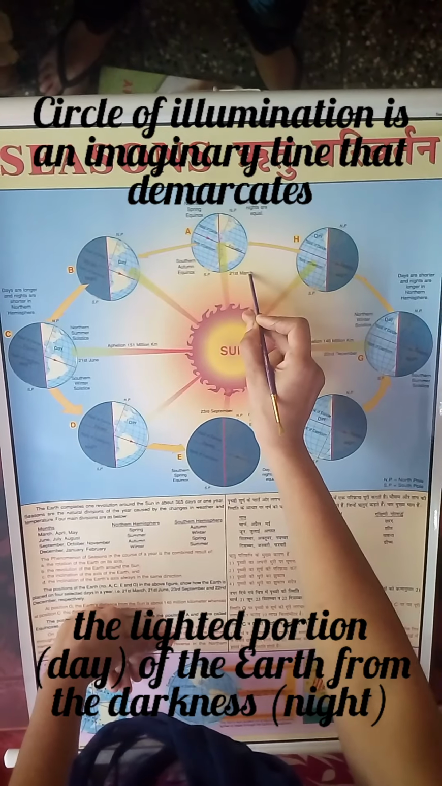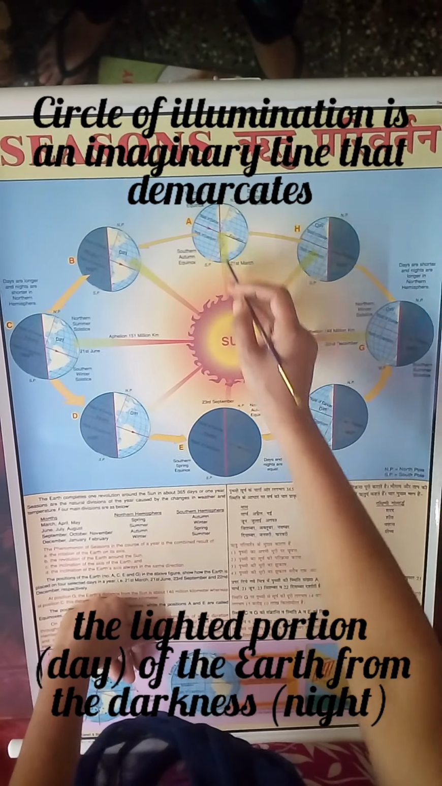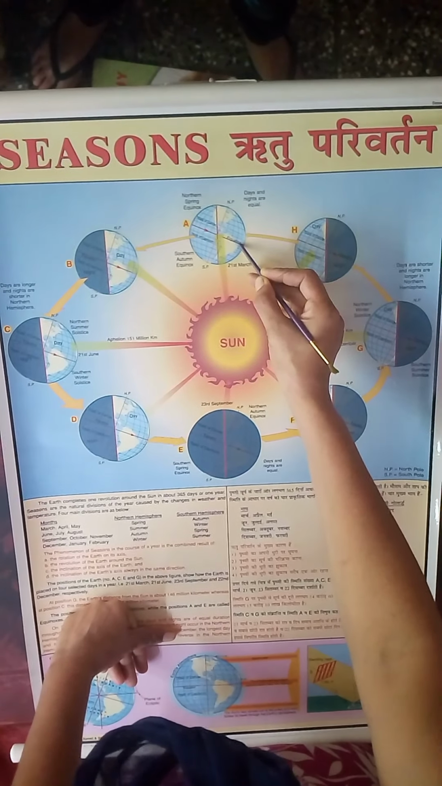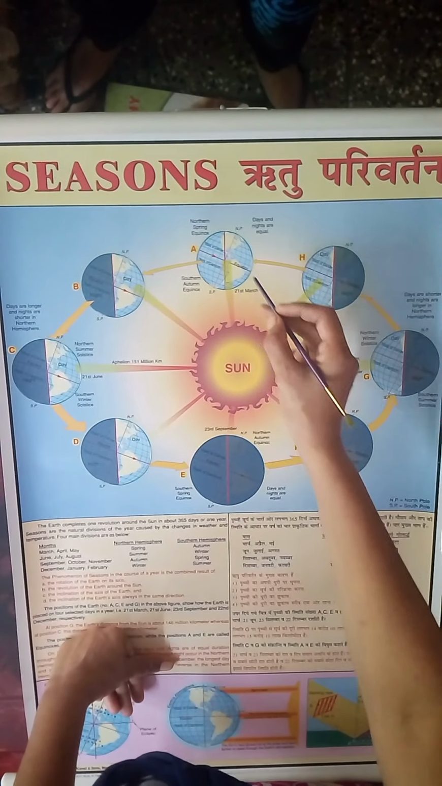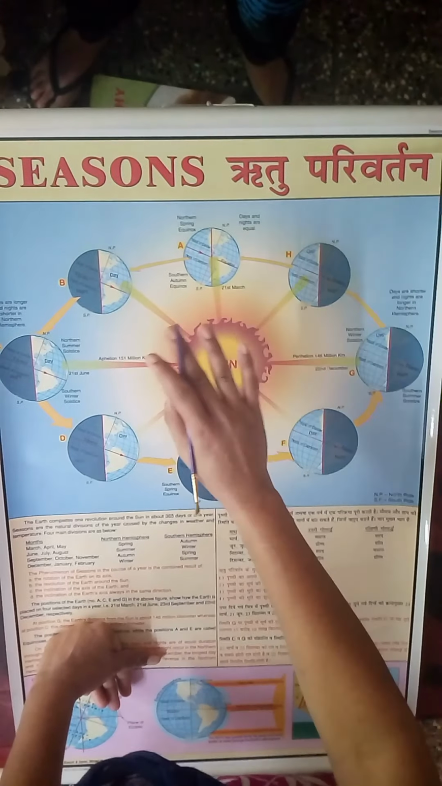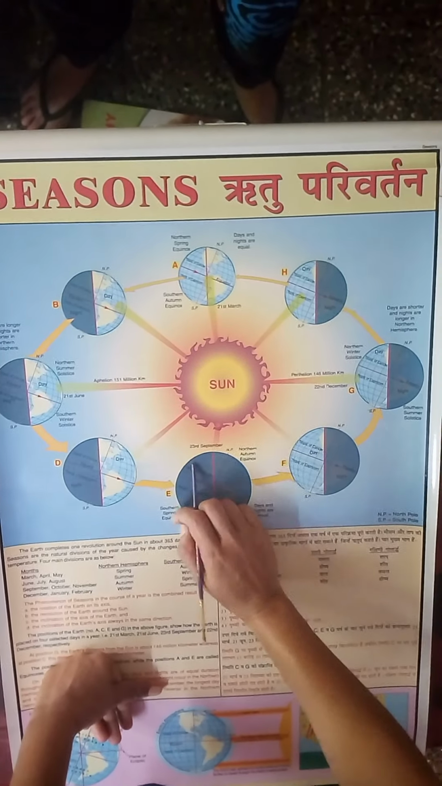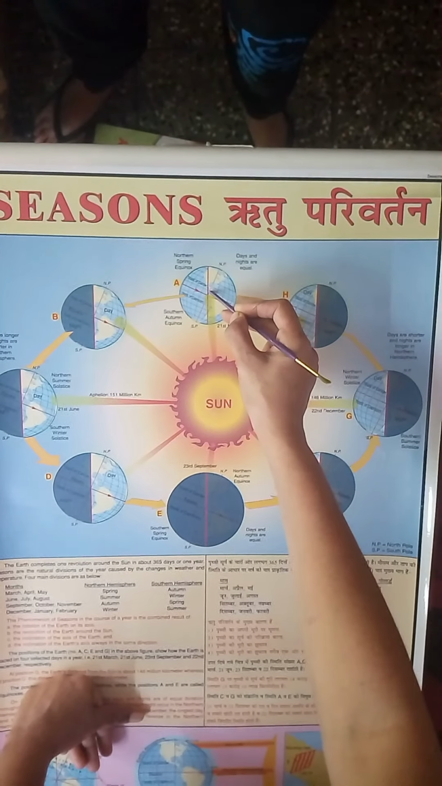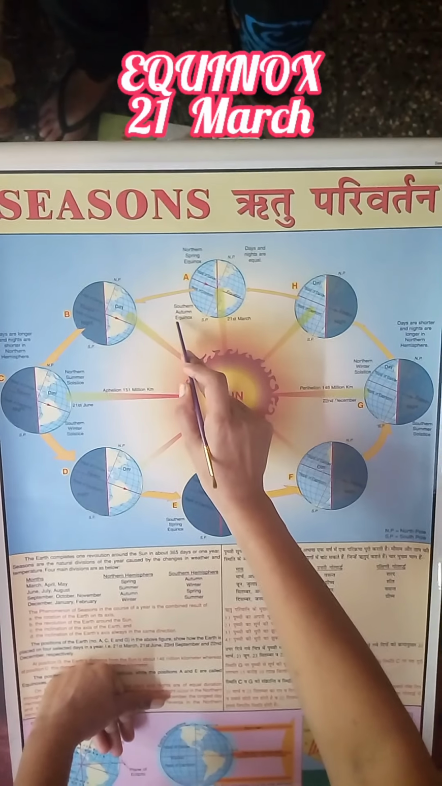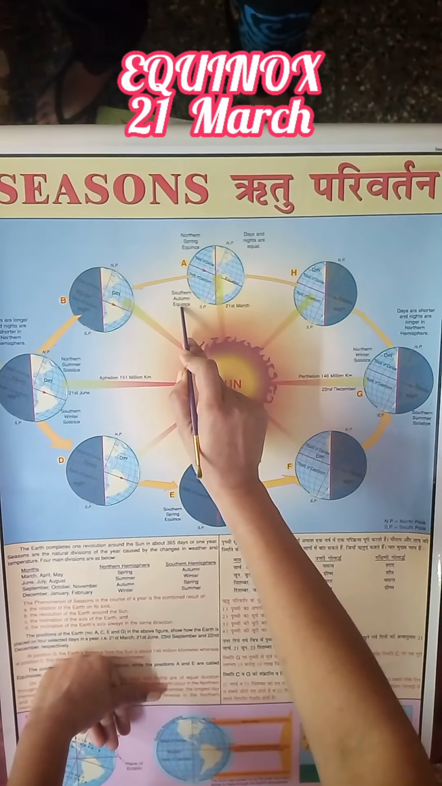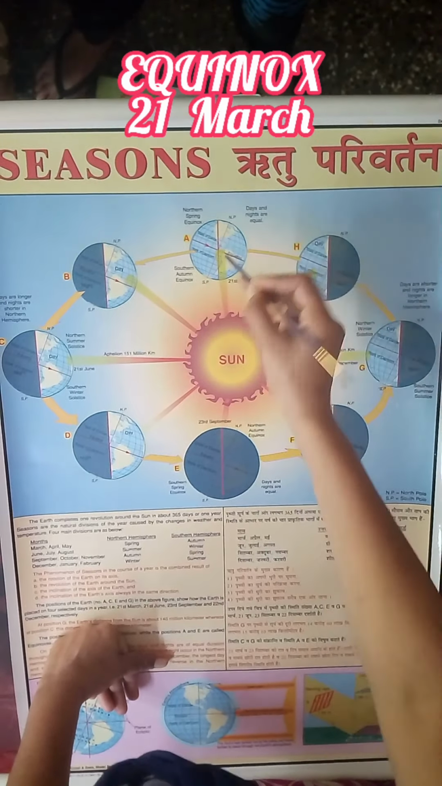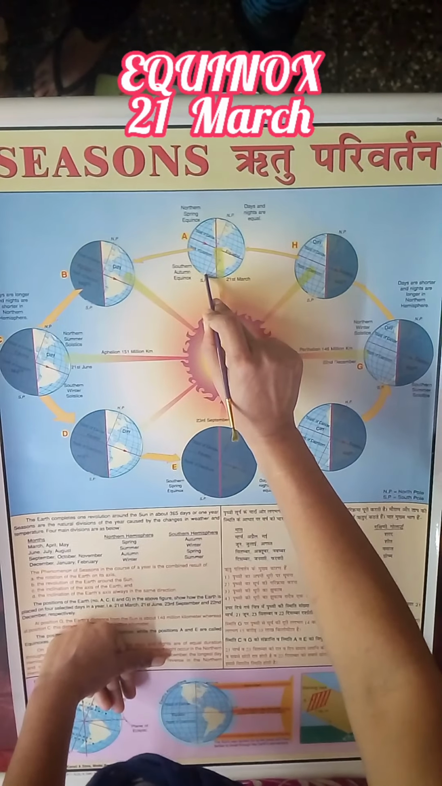Here on 21st March, the equatorial region receives the direct rays of the Sun. That means throughout the world on that particular day, it will be equal day and night, 12-hour day and 12-hour night. This day is named spring equinox for the northern hemisphere and autumn equinox for the southern hemisphere. Whichever season the northern hemisphere is experiencing, the opposite season is experienced in the southern hemisphere.